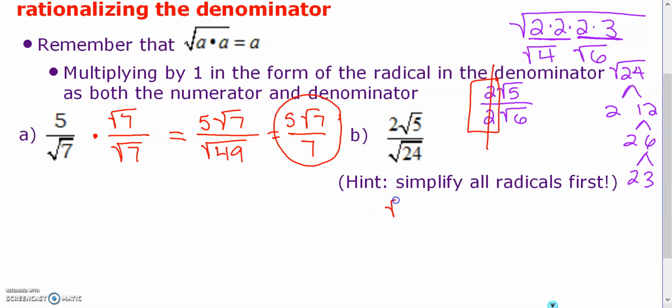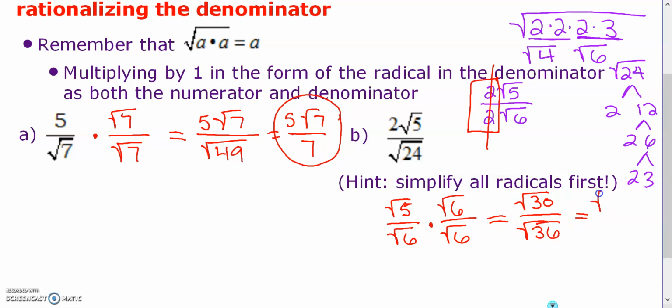So here I'm left with radical 5 over radical 6. We're not allowed to leave a radical in the bottom, so we're going to rationalize it by multiplying it by root 6 over root 6. Now I can multiply numbers under the radical with other numbers under the radical. So 5 times 6 is radical 30, and 6 times 6 is radical 36. We should recognize that on the bottom, in the denominator, the square root of 36 is 6.